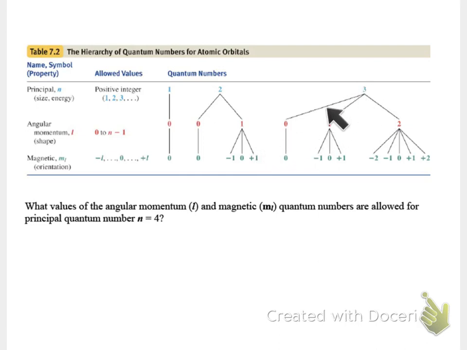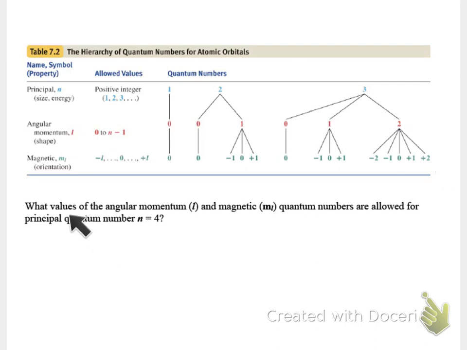Third energy level, L equals 0, ML equals 0. L equals 1, ML -1, 0, or +1, which means 3 orbitals. L equals 2, then ML can be -2, -1, 0, +1, or +2, which means there are 5 orbitals in the sublevel, 5 places to put electrons.